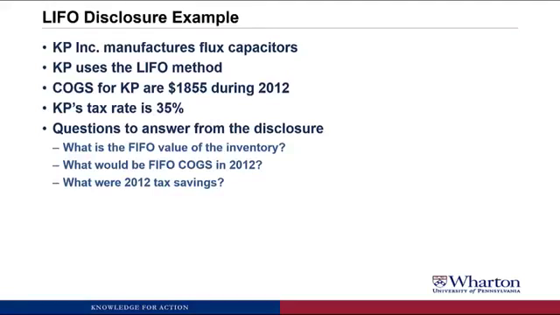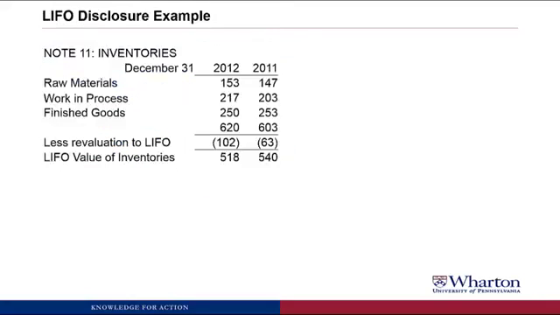And then how much did KP save in taxes during 2012? So here's the disclosure in the footnotes. First, let me point out that you often see in the footnotes the breakdown into raw materials, work in process, and finished goods inventory that we've talked about in earlier videos. What we want to find out now is what would be the FIFO value of the inventory.